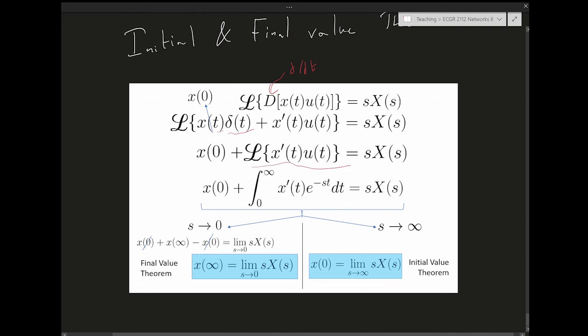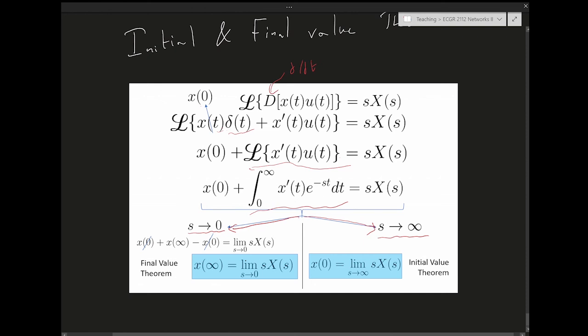But I know from the integral formula that the Laplace transform of x'(t)u(t) is this integral. And now I have two paths I can go to. I can either examine what happens when s approaches 0, and this gives me the final value theorem, or I can explore what happens when s goes to infinity. Well, when s approaches 0, e to the minus 0t is 1. So I end up with that integral of x'(t) dt.